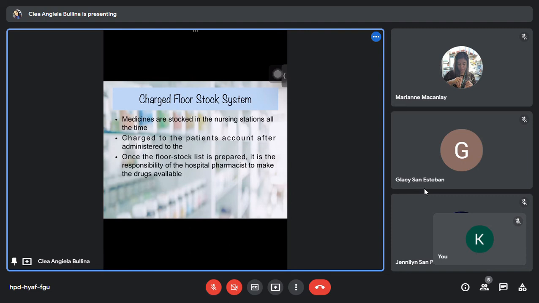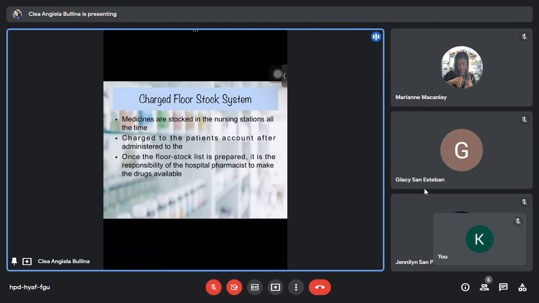Okay? The patient is charged, it is charged to the account after it is administered to him. Okay, so once the floor stock list is prepared, it is the responsibility of the hospital pharmacist to make the drugs available.